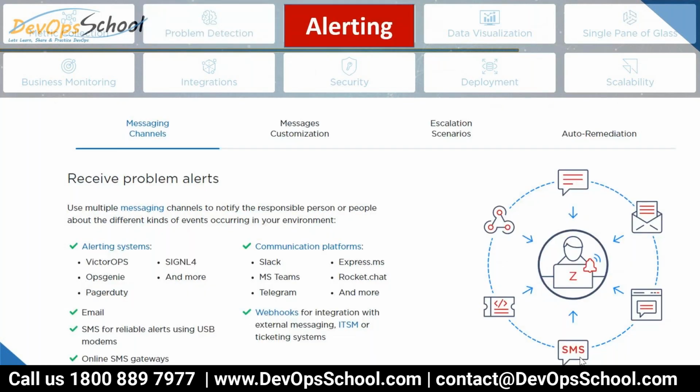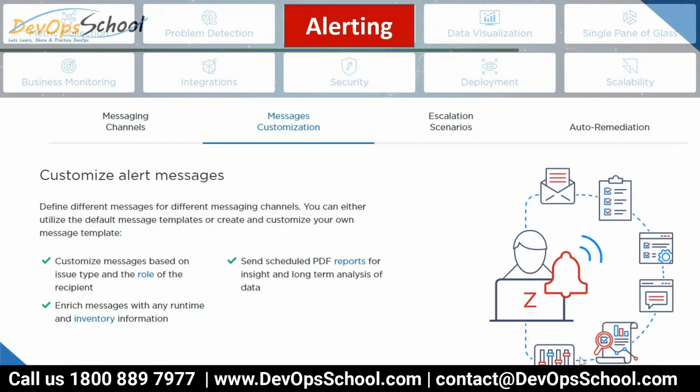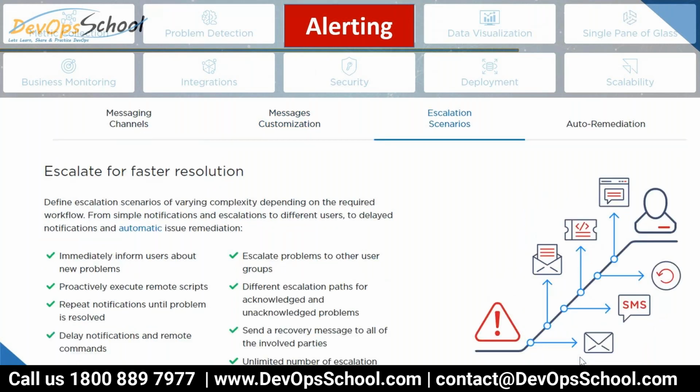Yes, the alerting function is also there with Zabbix. Here multiple messaging channels are supported by Zabbix. Messaging channels include VictorOps, Signl4, Opsgenie, PagerDuty, email, SMS, and all kinds of things. Communication platforms like Slack, Teams, and all are there. Some customizations for the messages are very much possible with Zabbix. There are multiple escalation scenarios you are allowed through Zabbix. If not, then L1, L2, L3 like this. So that can be done.